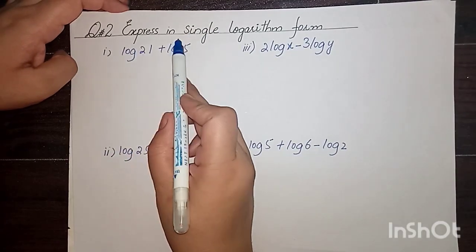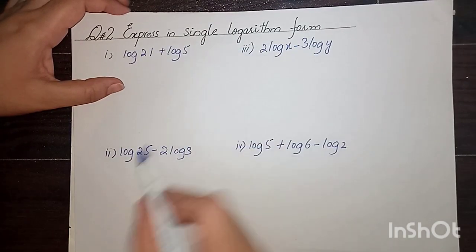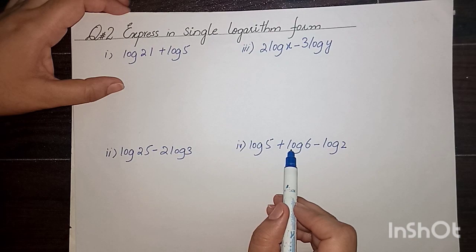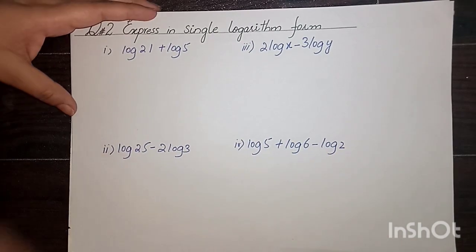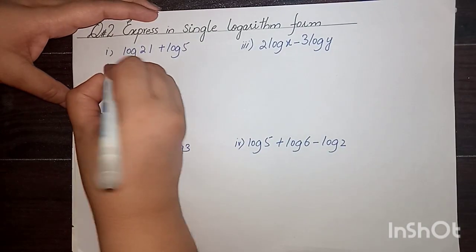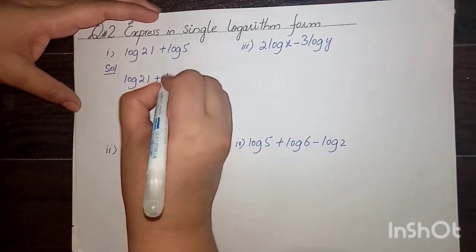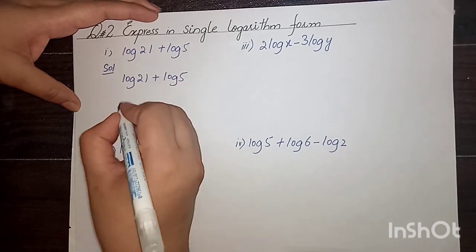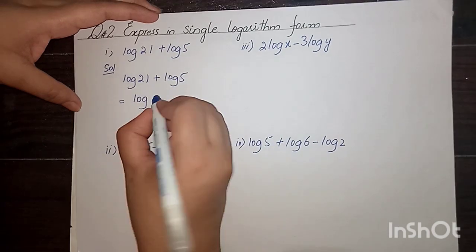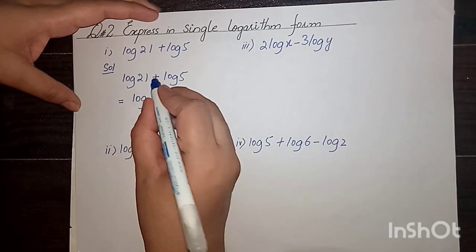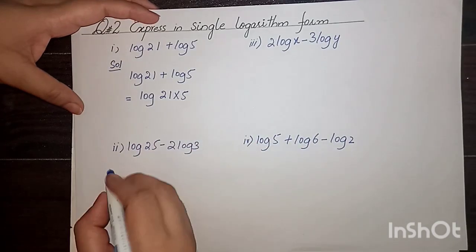Now question number 2, express in single logarithm form, means these forms written in sum or difference form, we will convert into single logarithm form. So this is equal to log of 21 plus log of 5. In single logarithm we will write log one time, and then after this the plus is converted into multiplication.